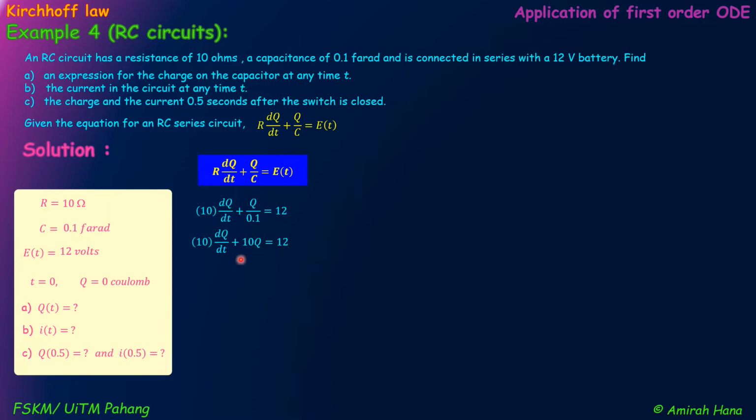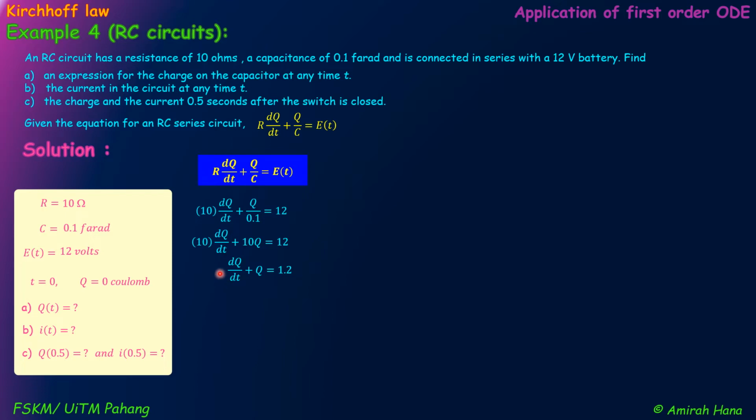After that, to solve a linear differential equation, we need to make the coefficient of dq over dt equal to positive 1. That means we need to divide each term by 10. After dividing each term by 10, we got dq over dt plus 10 divided by 10, which is 1q, equals 12 divided by 10, which is 1.2.